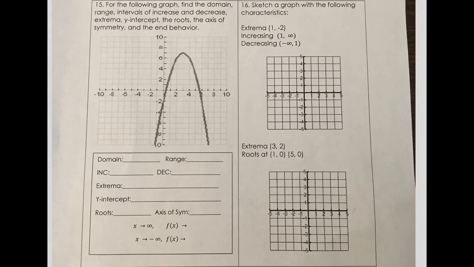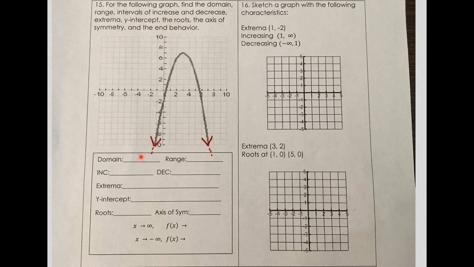And moving along, we're on the back now. I feel like you guys know this stuff pretty good. Remember, the assumption is there are arrows on the end of the lines unless there's points. And of course that means these continue on forever. First, for the following graph, find the domain, range, intervals of increase and decrease, the extrema, which remember means the minimum or the maximum. You want to find your y-intercept, your roots, which is the same thing as your x-intercepts, solutions, etc. Then you want the axis of symmetry, and then end behavior.